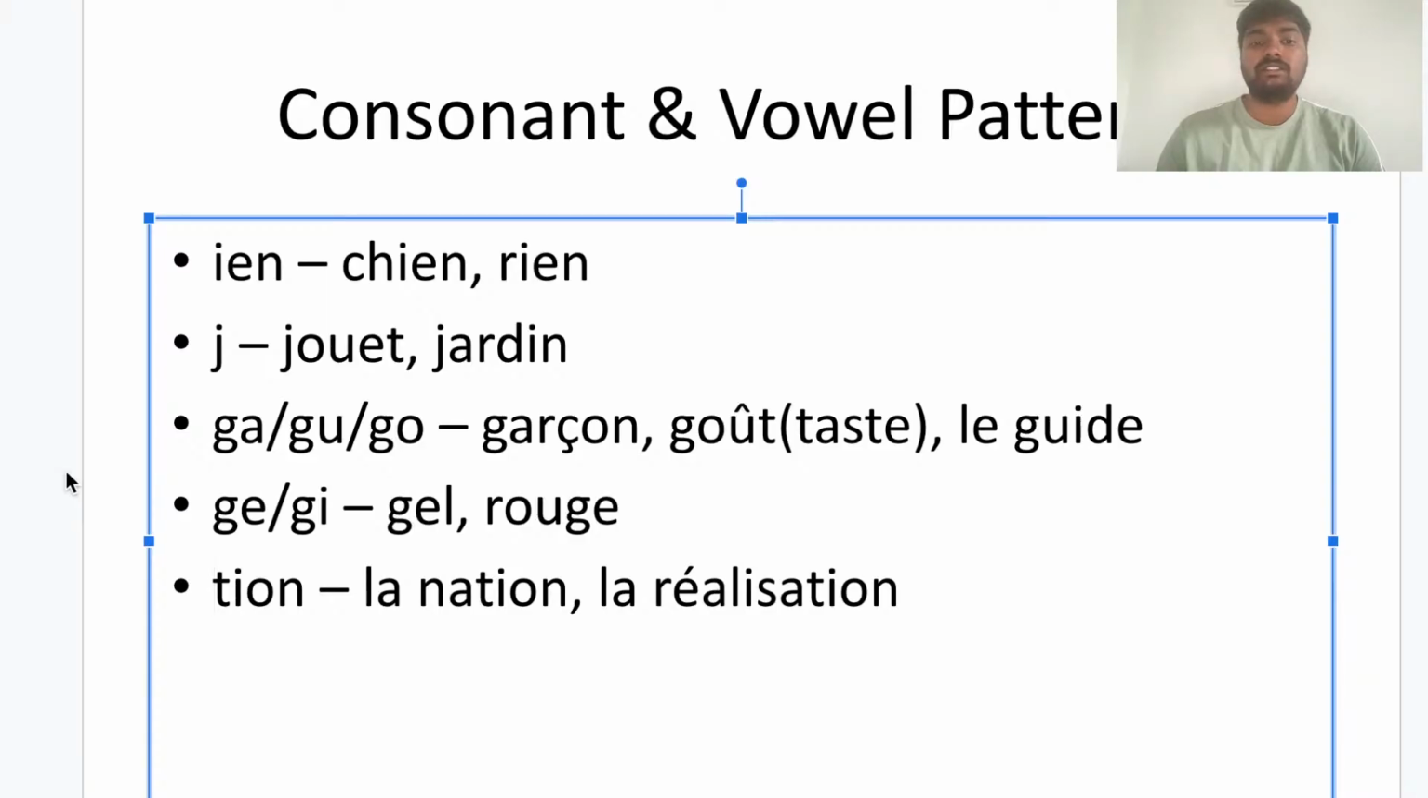T-I-O-N is spelled as sion, like la nation, la réalisation. La réalisation means the realization, and la nation means the nation. Similarly, you also have la natation. Natation means to swim. It's spelled as sion.